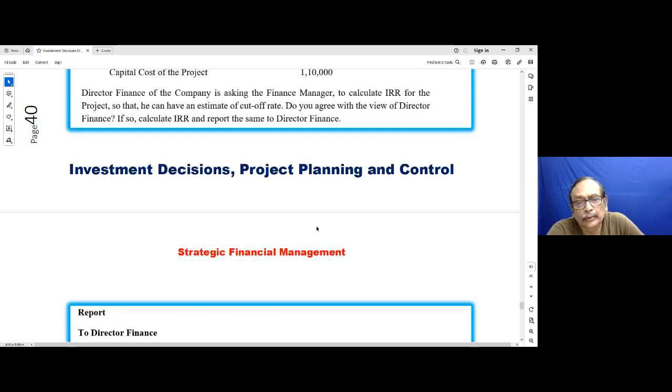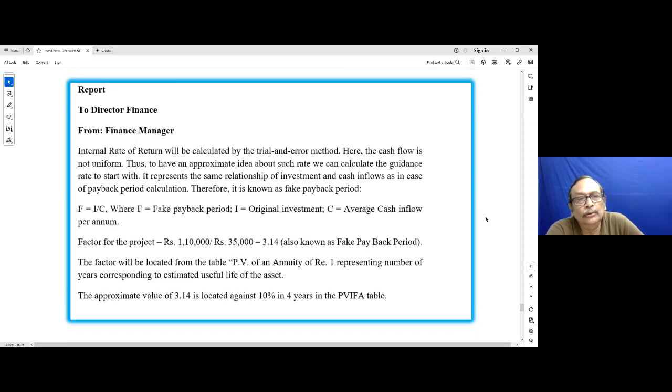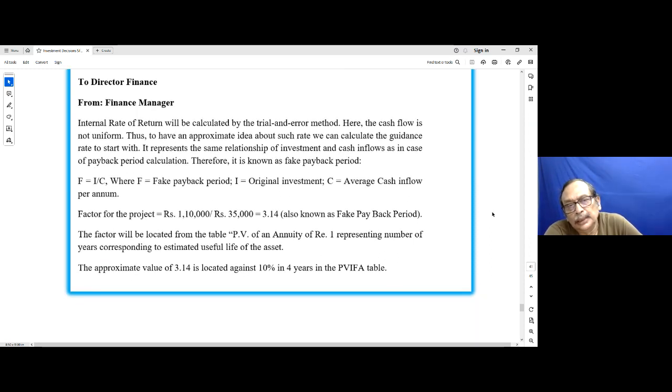Okay. Now we are going to write the report to Director Finance from Finance Manager. Internal rate of return will be calculated by the trial and error method. Here the cash flow is not uniform. Thus, to have an appropriate idea about such rate, we can calculate the guidance rate to start with. It represents the same relationship of investment and cash inflows as in case of payback period calculation. Therefore, it is known as fake payback period.